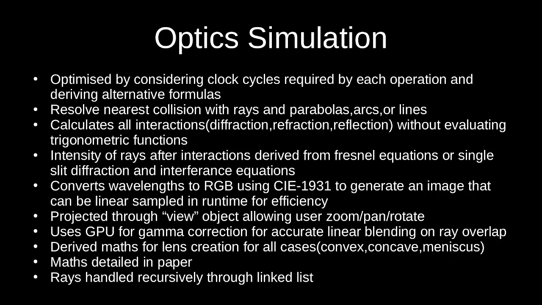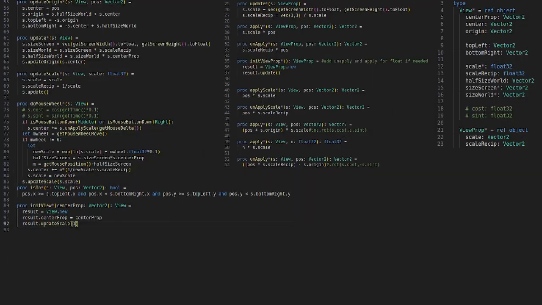I then project all of this through a view object, allowing zooming and panning or rotating of anything I draw, making it nice and interactive. Then also I use gamma correction for accurate linear blending, where the colours will add when they render on top of each other, similar to what would happen in real life. I then derive a lot of maths for this, and this is all detailed in my paper. Rays then use a linked list, as this was an efficient way to implement it.